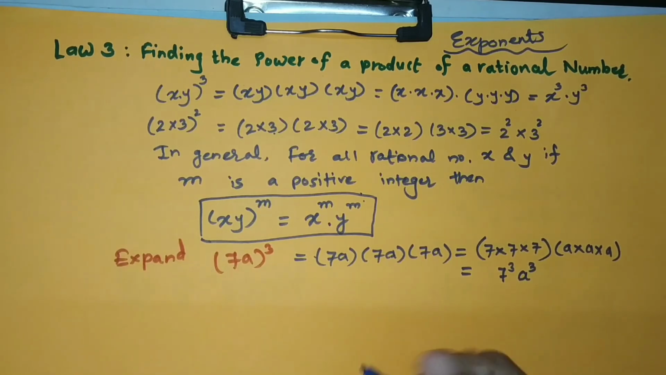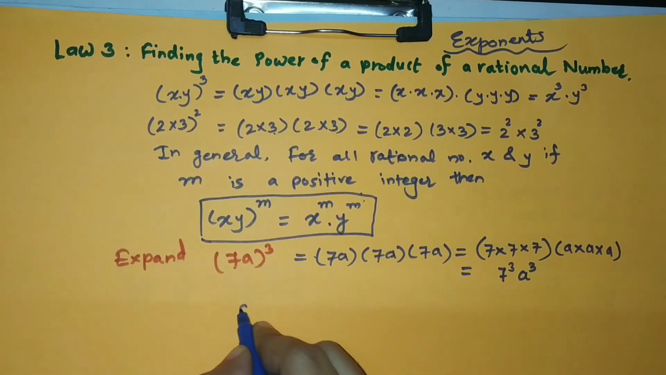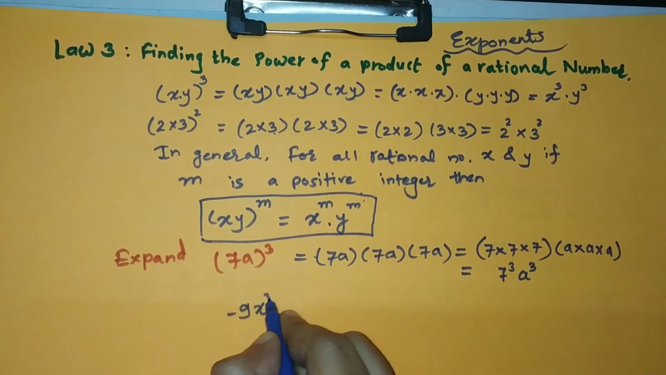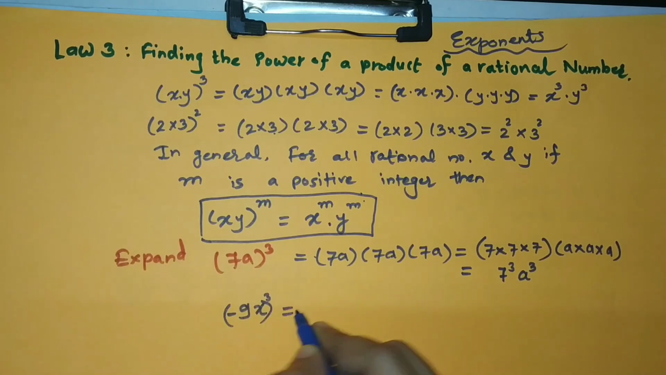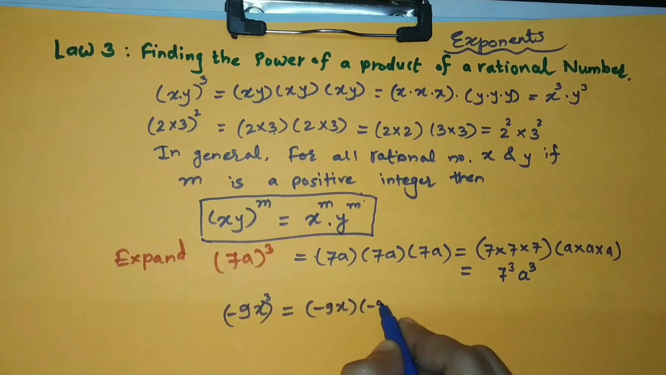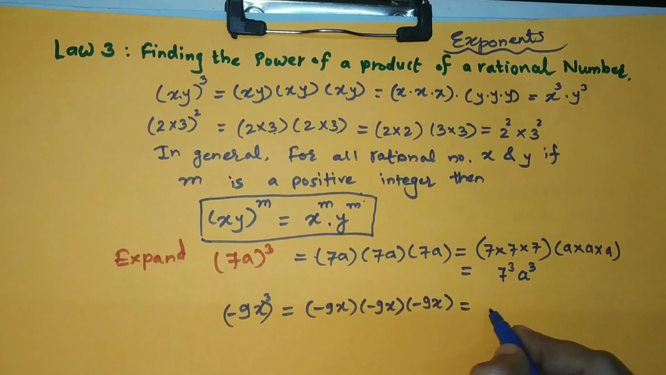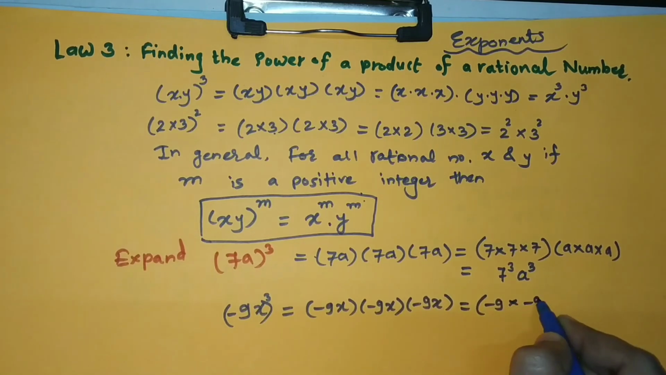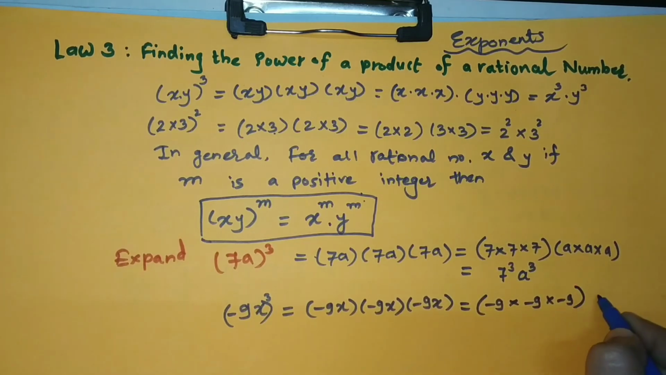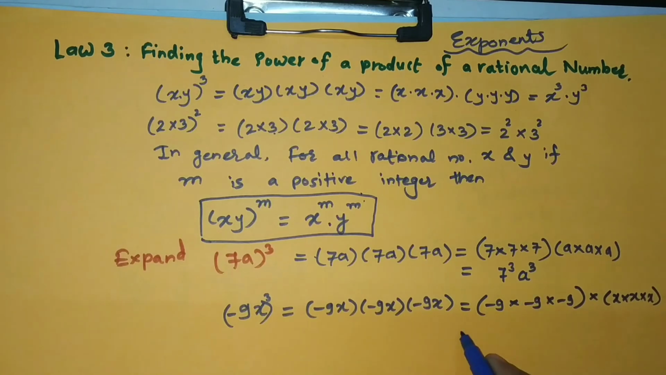In the same way, suppose you are having (minus 9x) whole cube, for example, in a bracket. So you can take minus 9x in one bracket, minus 9x and minus 9x. Then you can separate it: minus 9 into one bracket, and then x in another bracket, x into x into x. So friends, just simply take it as (minus 9) cube, and this is nothing but x cube.